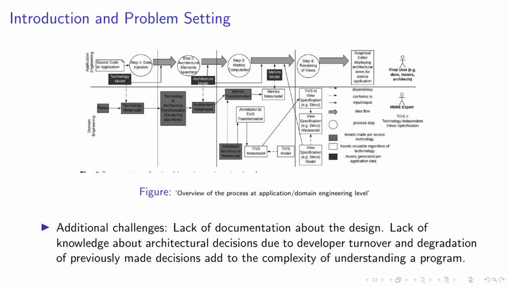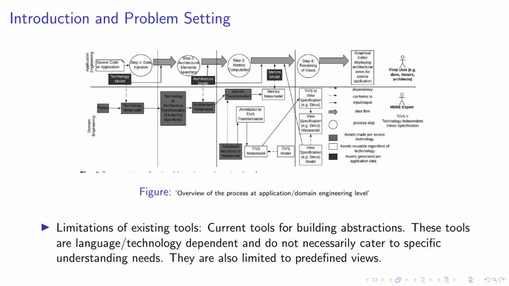As you can see in the figure, these challenges are part of the broader process at the application or domain engineering level. In this slide, we delve into the limitations of existing tools used for building abstractions. The current landscape of tools is heavily dependent on the language or technology they are designed for. This dependency restricts their flexibility and adaptability. Moreover, these tools are confined to predefined views, which may not necessarily align with the specific understanding needs of different projects. This graphic here provides an overview of the process at the application or domain engineering level, illustrating the complexity of the task at hand. As we move forward, we'll explore how our approach addresses these limitations, offering a more flexible and adaptable solution.